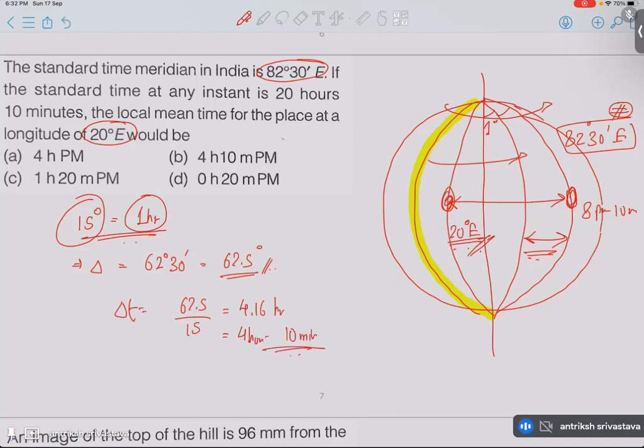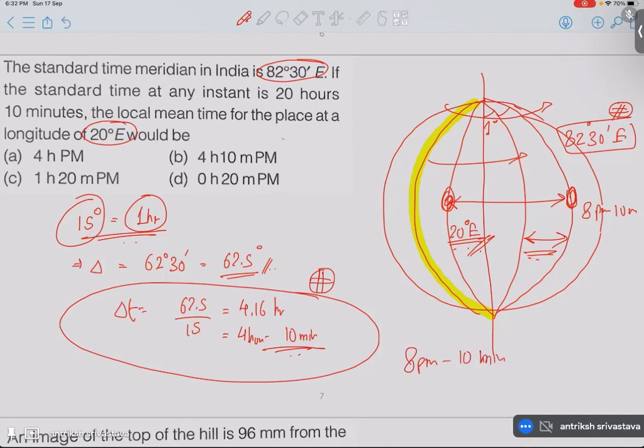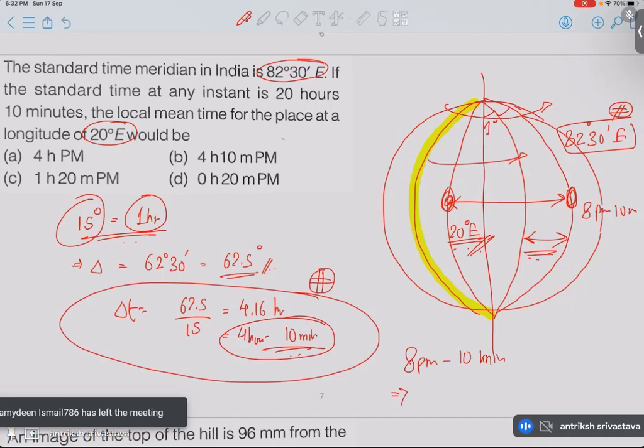So the time difference, now here's the thing, they have also given 4 hour 10 minutes as an option. So we should not just immediately go and tick that answer. This is the time difference between the two longitudes. So we have to subtract this from our 8 p.m. 10 minutes, this 4 hour 10 minutes, and then we'll get the answer, that is 4 p.m.